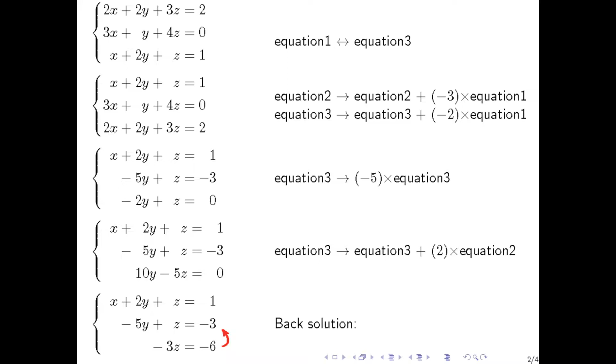Now we are going to find the solution for the system of linear equations by tracing back from below. Starting from the easiest equation at the bottom, negative 3z equals negative 6, we can easily find z equals 2. After we know z equals 2, we replace that back into equation 2 to find y. After we know both y and z, we replace them back into equation 1 to find x. So the solution for the system of linear equations is the column vector negative 3, 1, and 2. Because we are tracing back from below, this is called the backward solution.